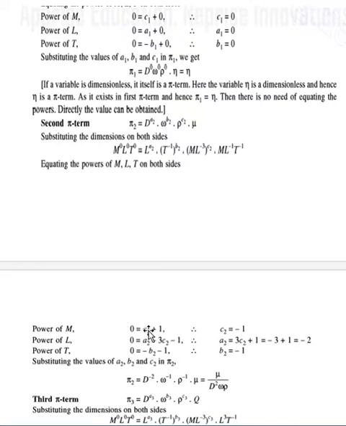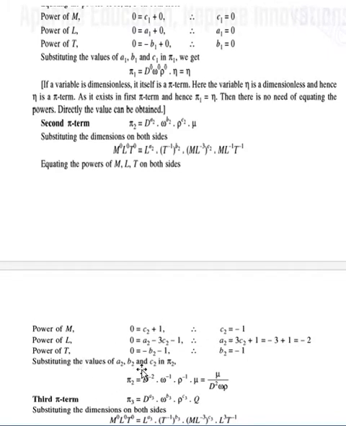After putting the value of c2 in this equation, we get the value of a2 equal to minus 2. Then power of t: left hand side t to the power 0, right hand side t to the power minus 1 into b2, meaning minus b2, and here t to the power minus 1 means minus 1, therefore b2 is equal to minus 1.